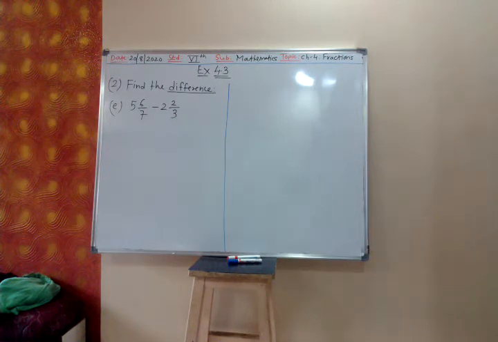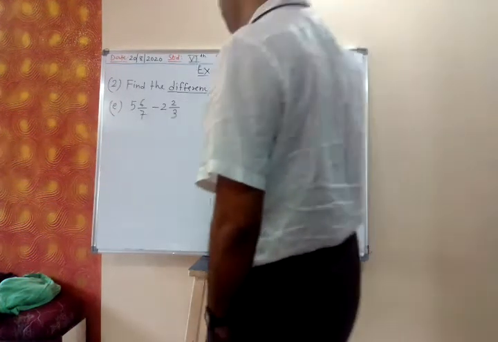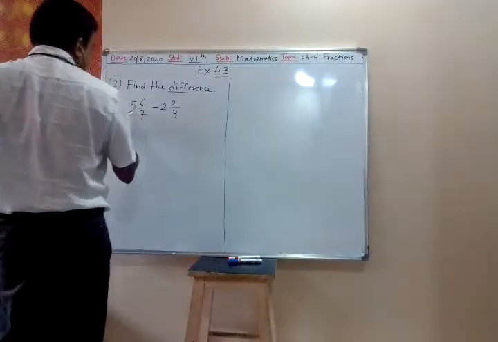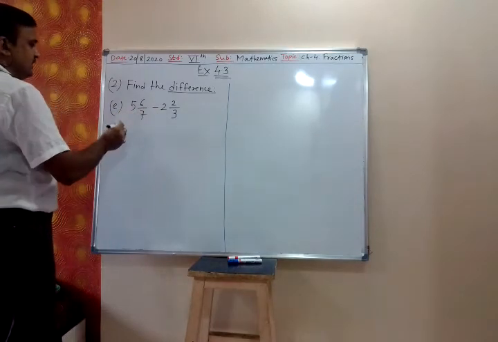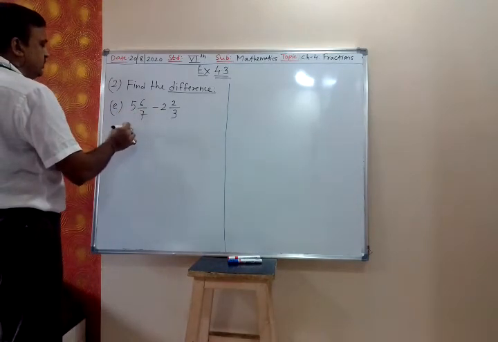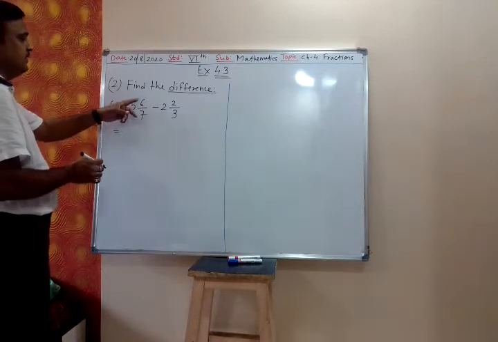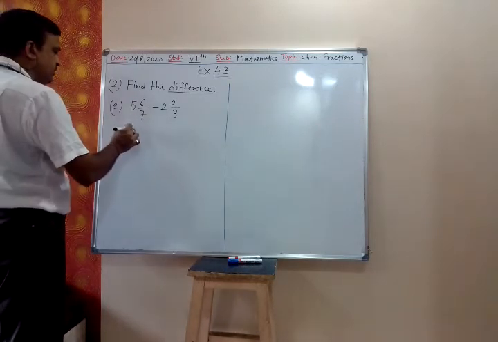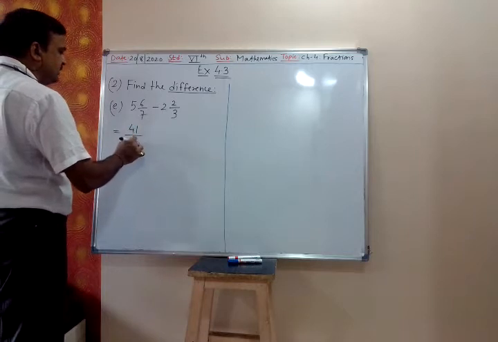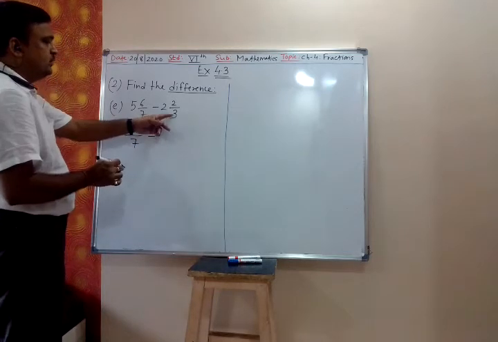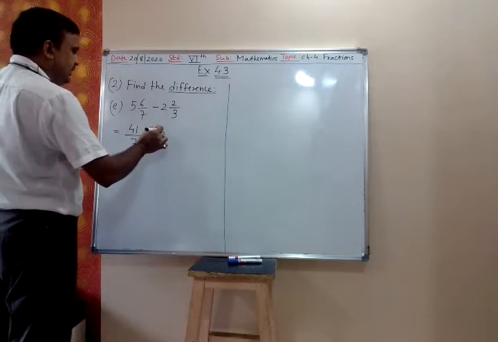5 and 6/7 minus 2 and 2/3. So we want to subtract these two mixed fractions. This is a mixed fraction, this is a mixed fraction. So first we convert them into improper fractions. So 7 fives are 35, 35 plus 6, 41. So 41/7 minus 3 twos are 6, 6 plus 2, 8, 8/3.